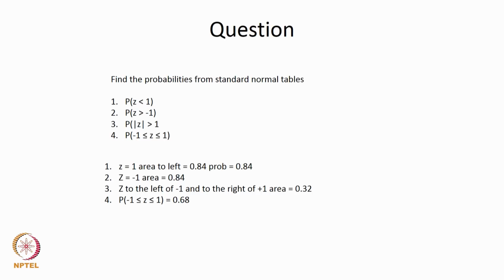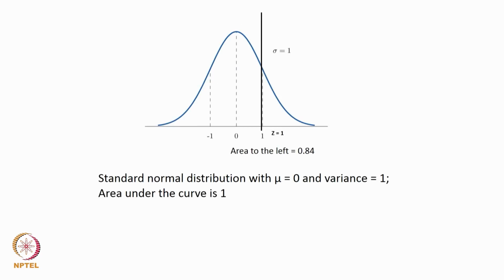The fourth one is z is between minus 1 and plus 1. So, z equal to 1 has 0.84, the mean is at 0.5. So, between z equal to 0 and z equal to 1 is 0.34. Between z equal to minus 1 and z equal to 0 is also 0.34. Therefore, between minus 1 and plus 1 is 2 times 0.34, which is 0.68, which is what we show through these pictures.